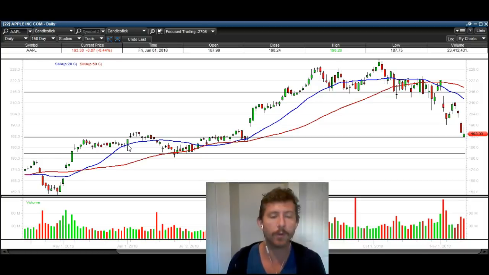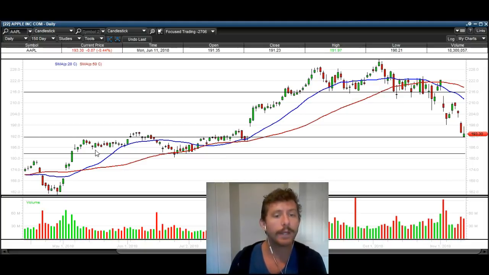Why is it a big time support level? Well, because you have all this sideways trading. All this sideways trading. And again, we're being consistent here because we said that most likely Apple was going to head lower into about 190. We're getting that. Okay, we're getting that.